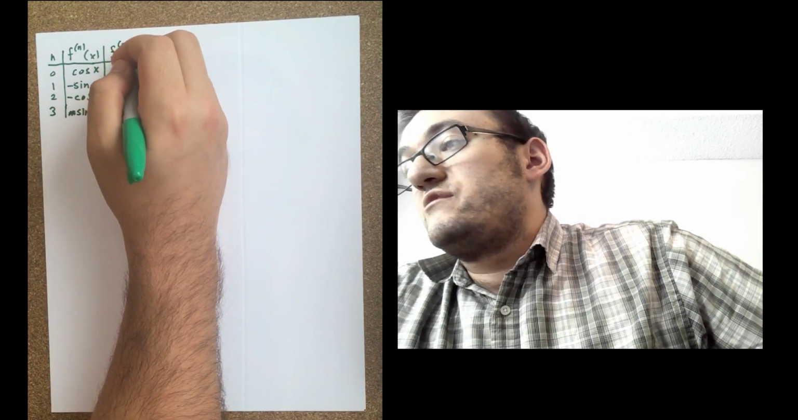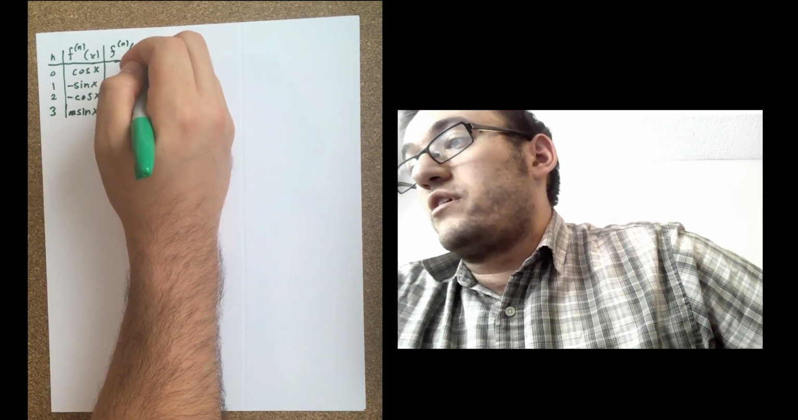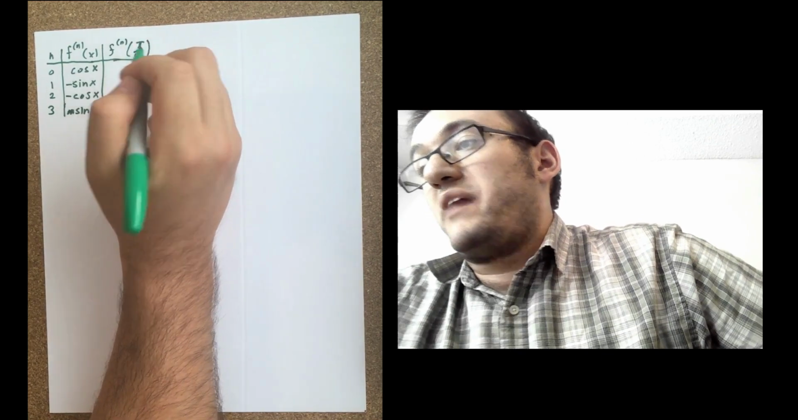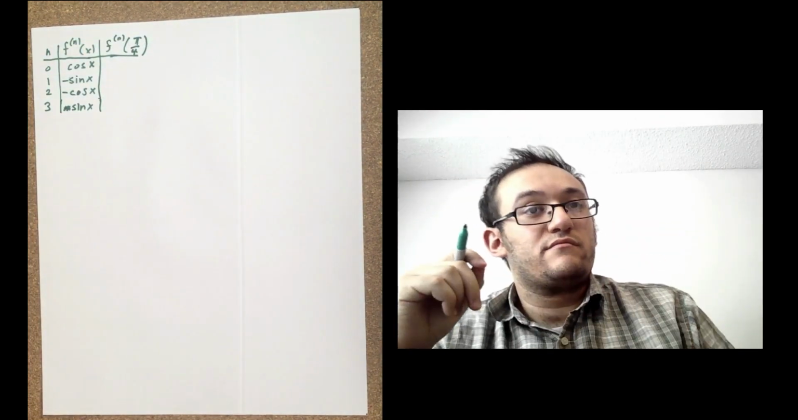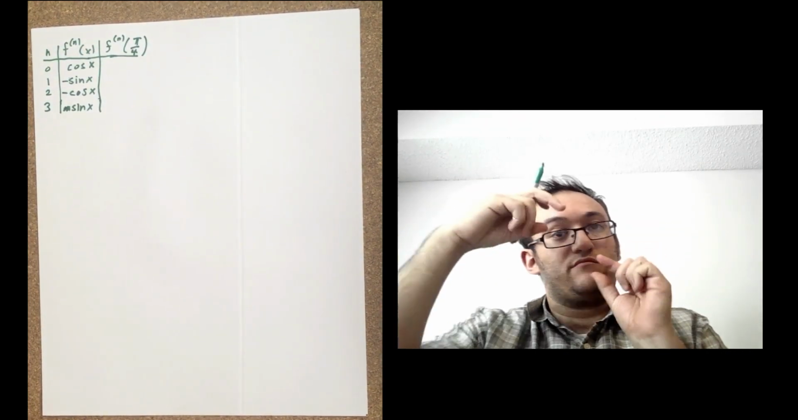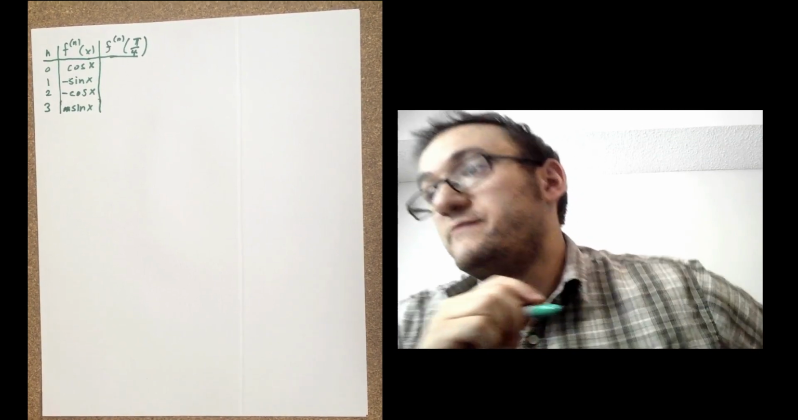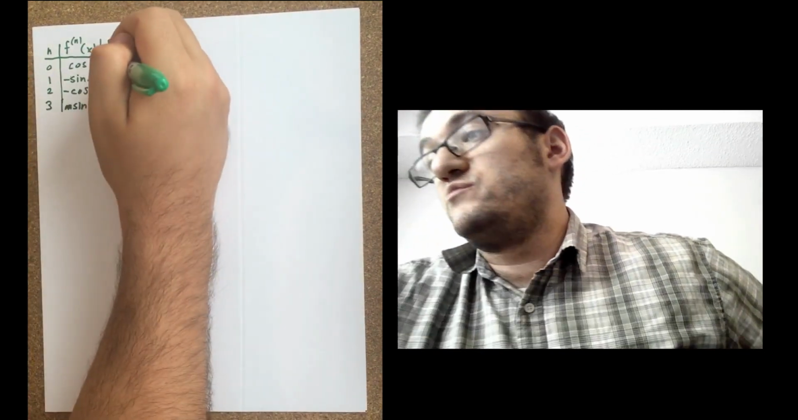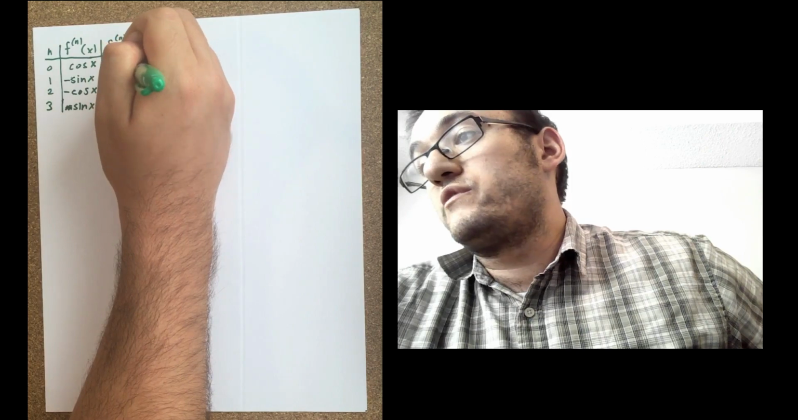Now let's consider the value at pi over 4. So pi over 4 is 45 degrees, so it's the right triangle with equal legs. So cosine is going to be 1 over the square root of 2.